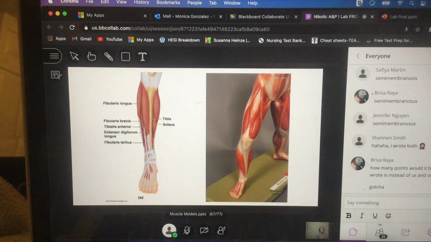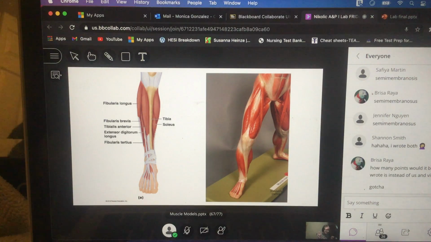Now, where are we? We've already done the front, the anterior quadriceps. We've done the posterior hamstrings. We're going to go down. Here we're going to do the front of the leg or the calf area, okay? And then basically we only have, what do we have? Three muscles in the front.